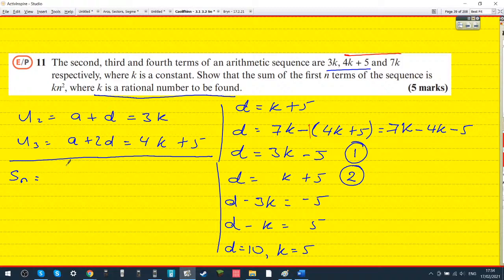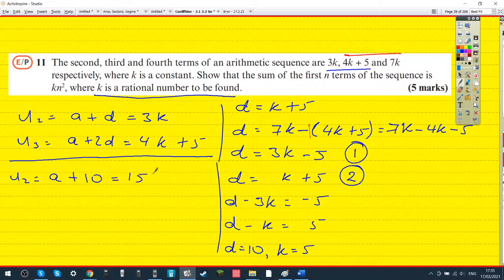Wait, what original ones? U2. Yeah, U2 equals A plus D equals 3k. Oh, if we sub in, so A plus 10 equals 15, so A equals 5. A is 5. D is 10. K is 5. We want the sum to n terms of this sequence.